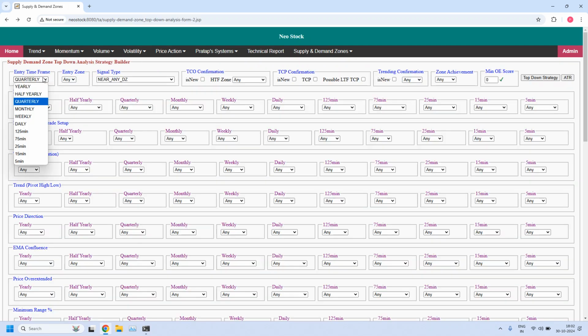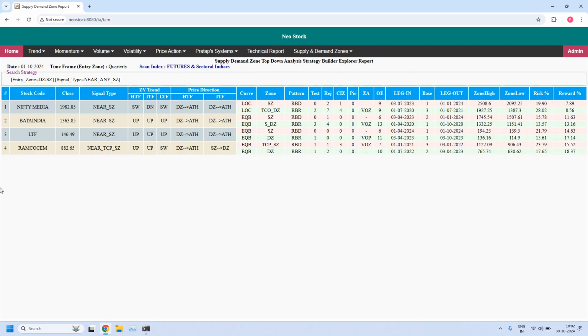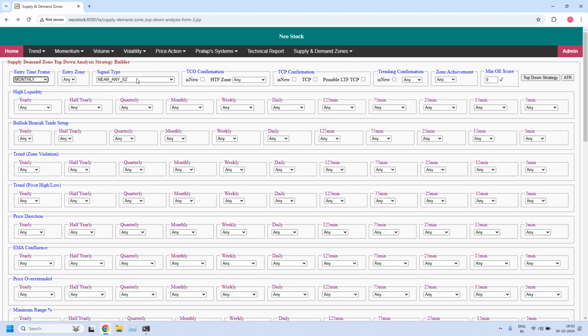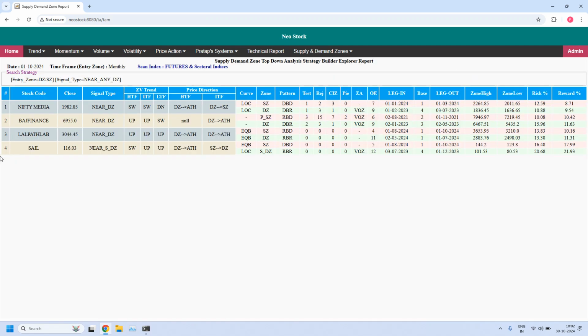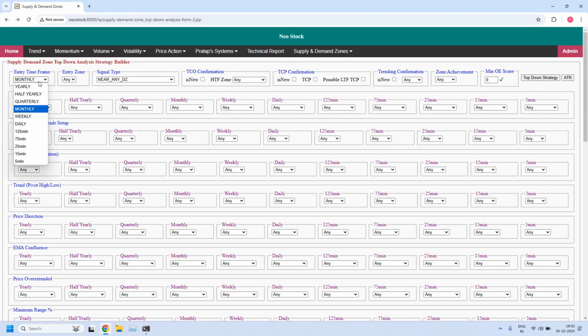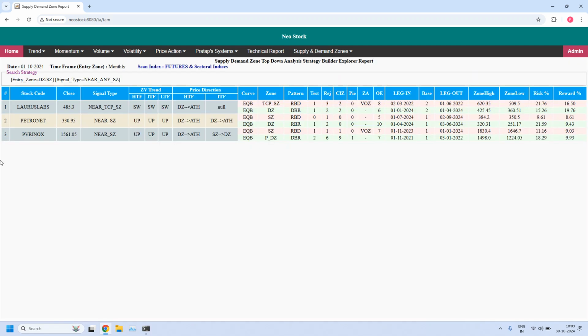Next, for quarterly time frame, let's find the stocks near quarterly supply zone. 4 stocks are filtered. Next time frame is monthly. Let's find the stocks near monthly demand zone. 4 stocks are filtered. Next, for monthly time frame, let's find the stocks near monthly supply zone. 3 stocks are filtered.